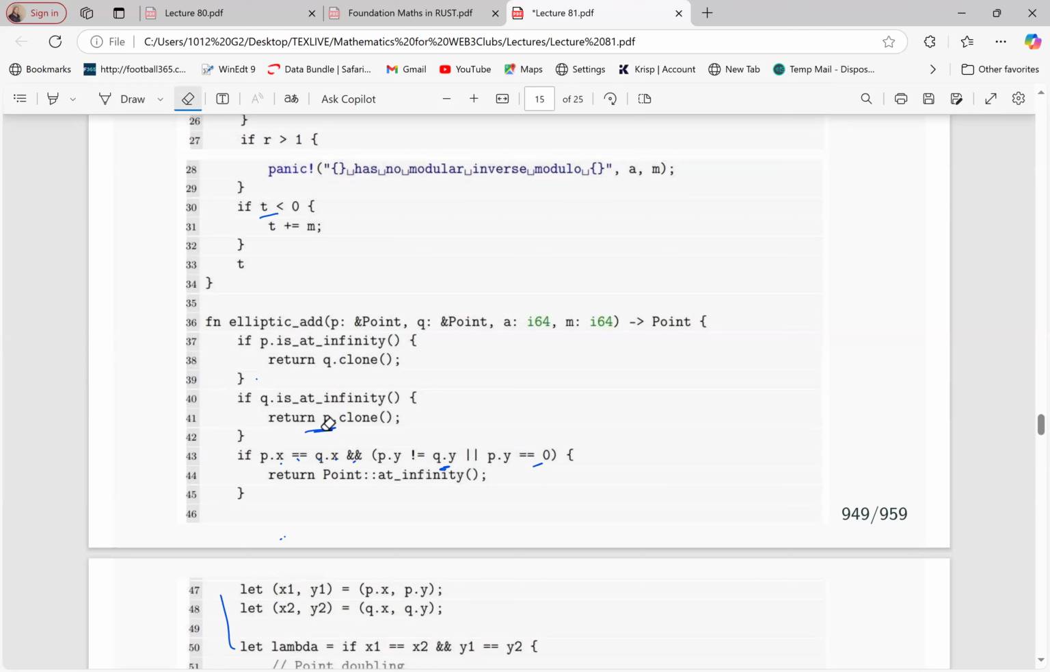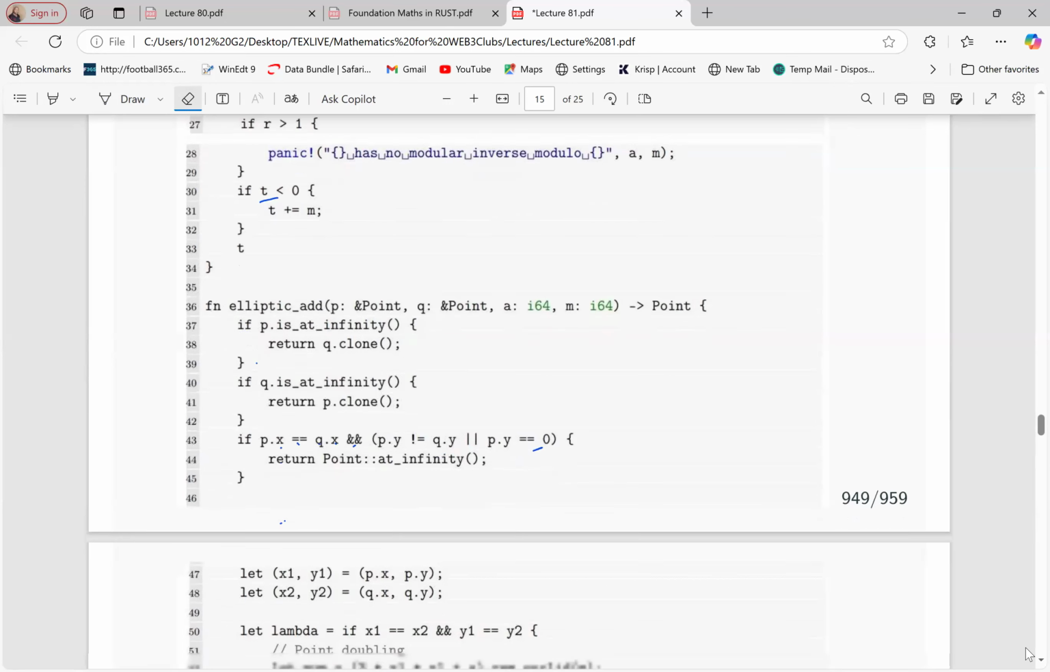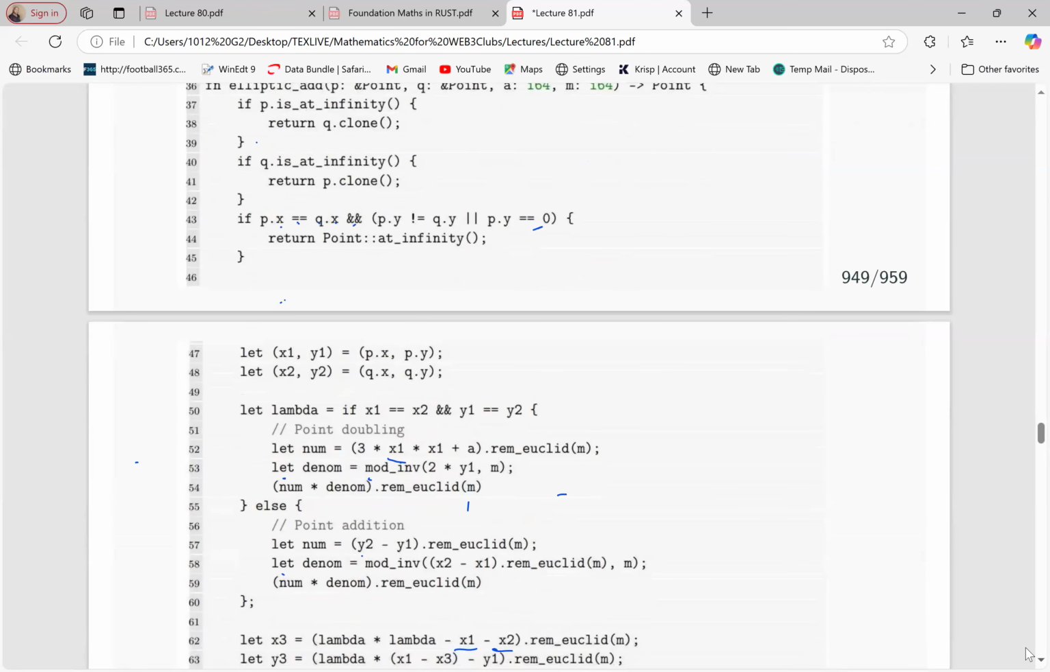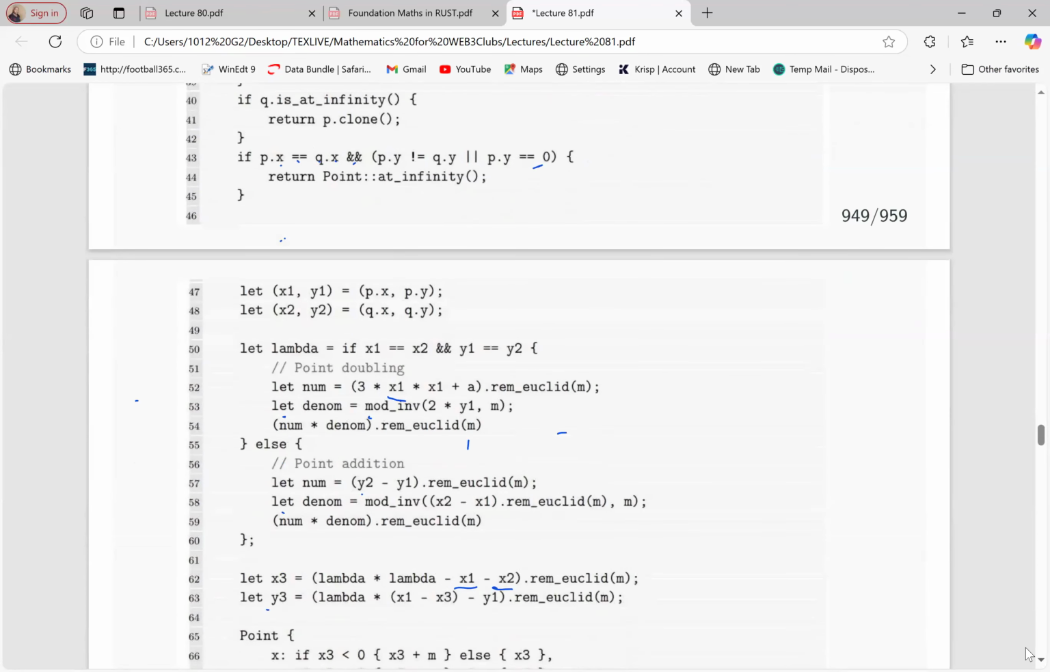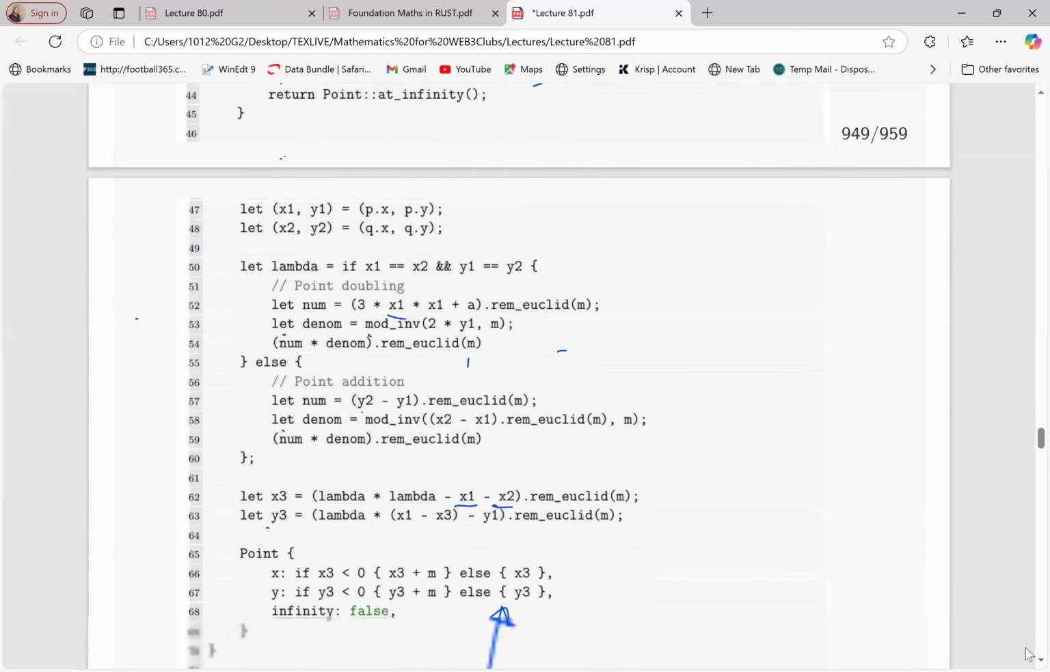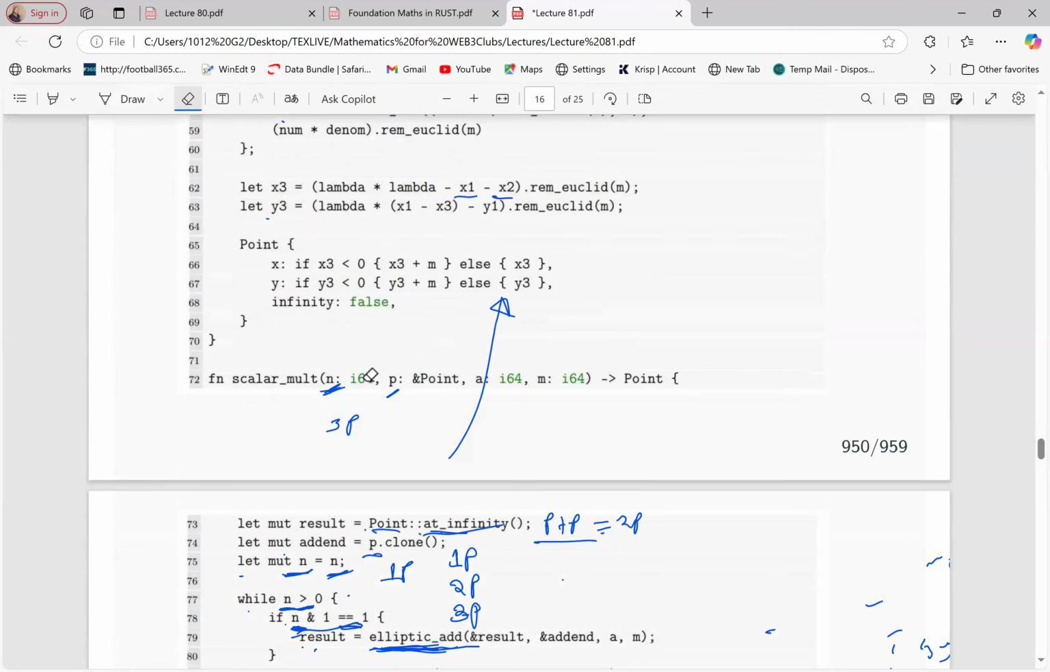So if it's one adding p, just p, not adding it to anything, so it's just one p. Let this one do it. Then one p is just p. What about 2p? What about 3p? So this order, the elliptic add function does it.